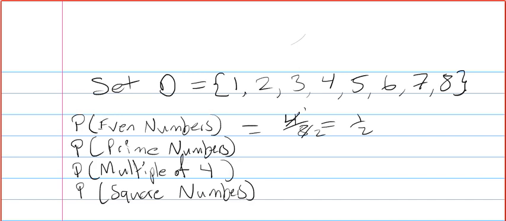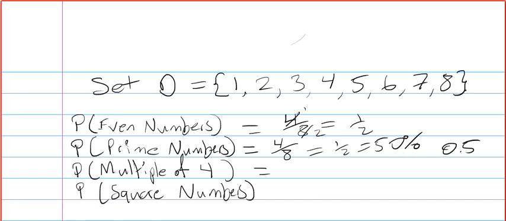That's 50%. Prime numbers, we have the prime number 2, prime number 3, prime number 5, and prime number 7. So that's 4 again. 4 out of 8. It's another 50%, right? Or my decimal would be 0.5. Because probabilities go from 0 to 1.